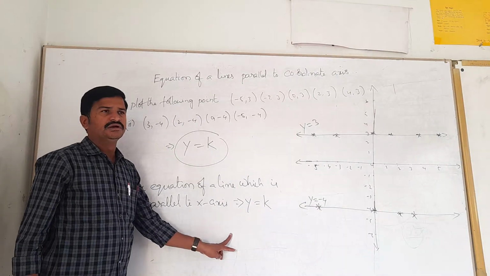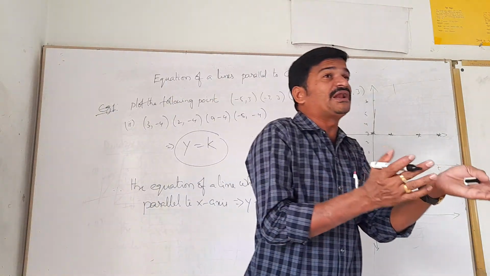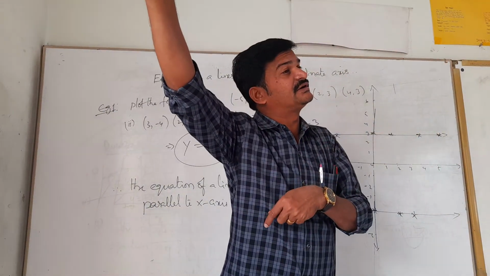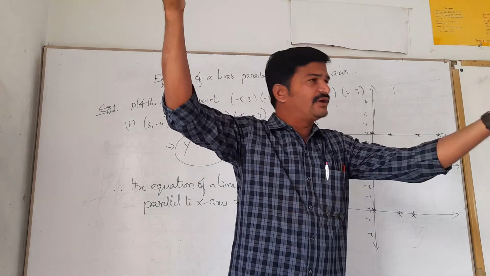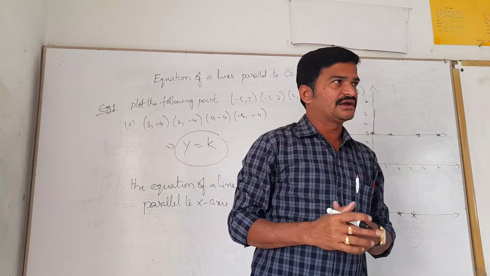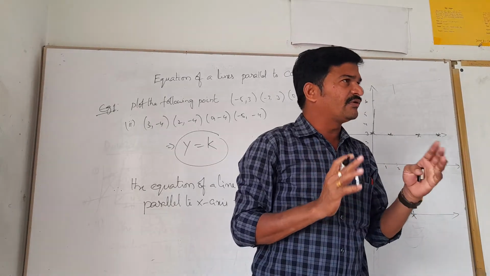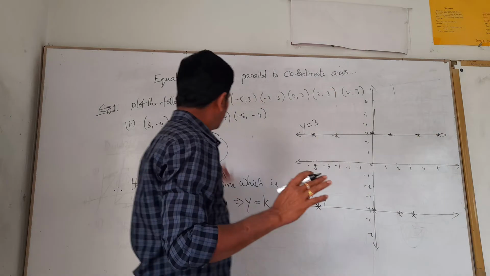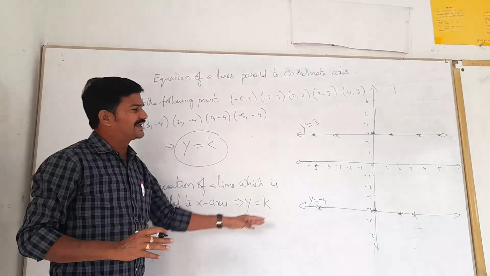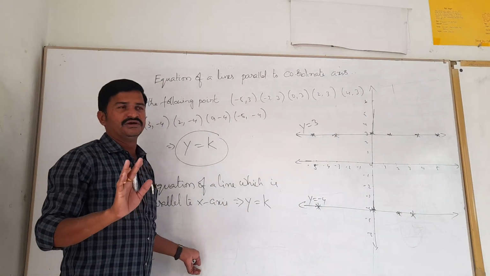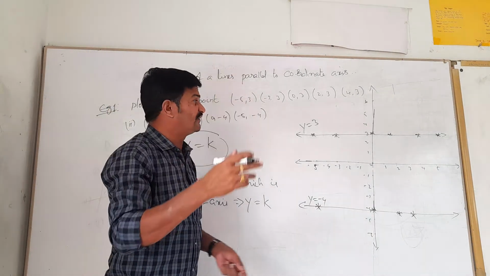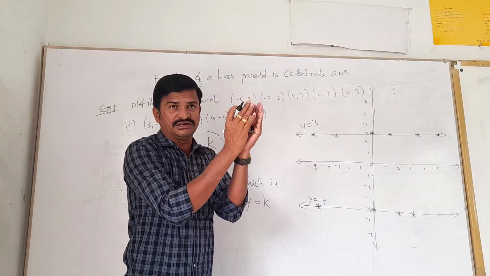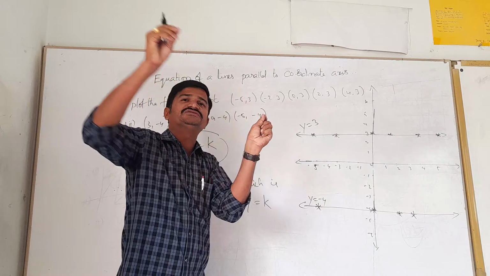Are you clear? Similarly, the equation of a line which is parallel to y-axis, what you will get? Very good. X equals to k, we will get it. Can you conclude it? Yes, sir. Did you understand or not? What is the equation of a line which is parallel to a coordinate axis? So this one you have to note down. While drawing the graph, x coordinate you can take constant, some fixed number. Y coordinates will change.